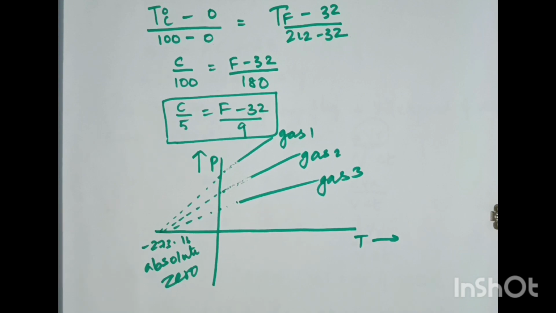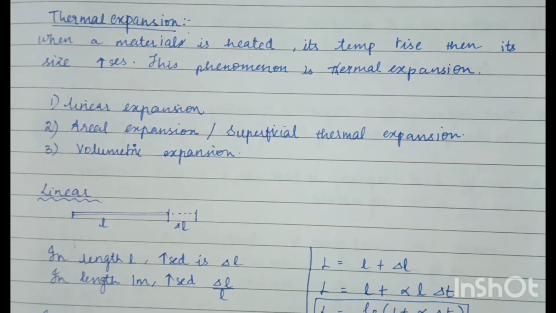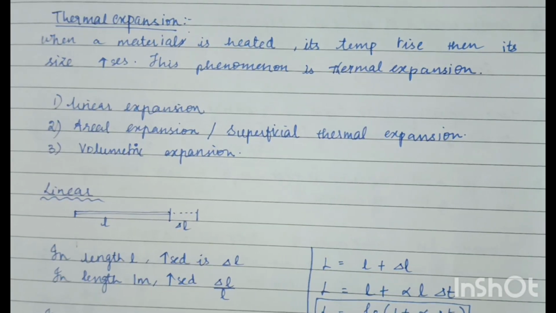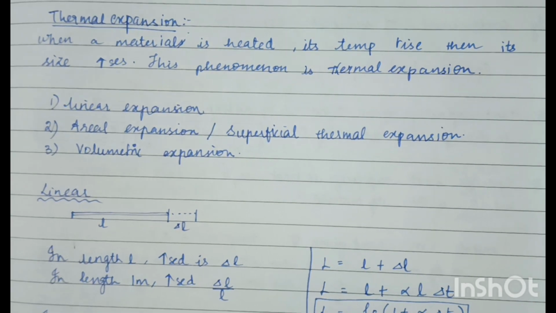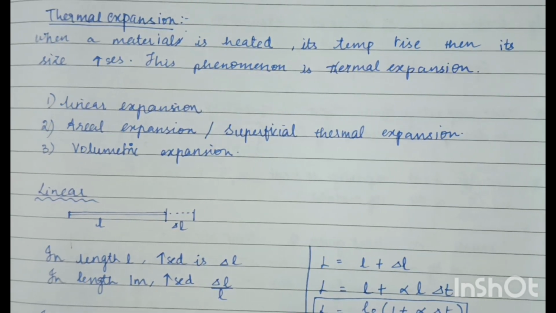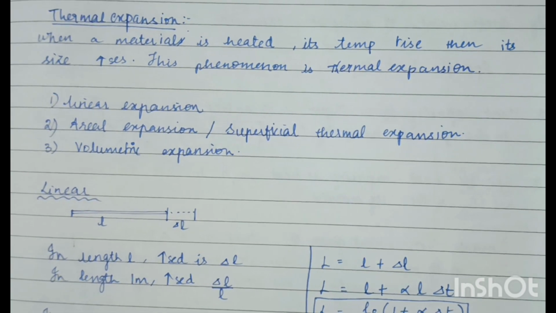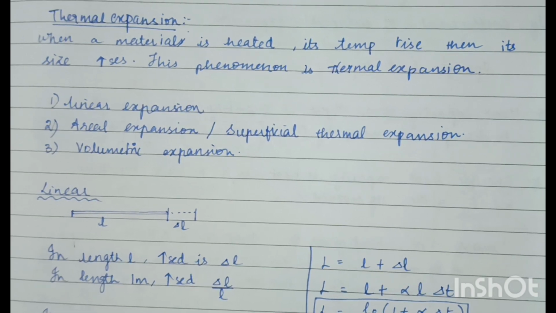So please remember that. Now let us see the concept of thermal expansion. When a material is heated, its temperature rises, then its size increases. So this phenomenon is thermal expansion. If we raise the temperature, then the size of the body increases, and that is called thermal expansion. So there are three types of expansion: linear expansion, areal or superficial thermal expansion, and volumetric expansion.